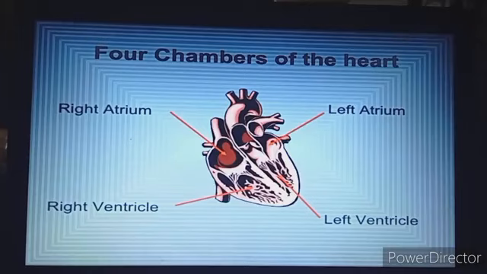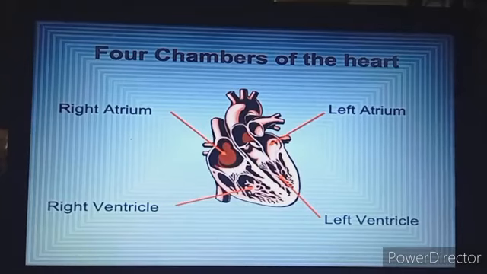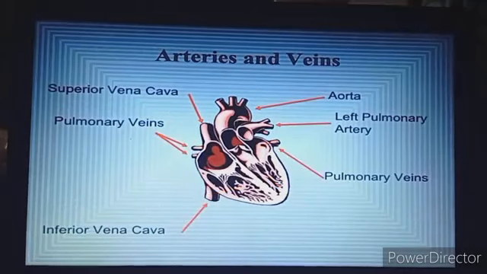In the previous session, we discussed the human heart, and you know that there are four chambers of the heart: the right atrium, the left atrium, the right ventricle, and the left ventricle. Then there are certain arteries and veins, that is, the blood vessels, which are connected to the heart.